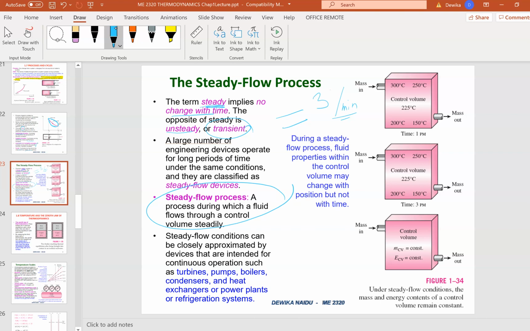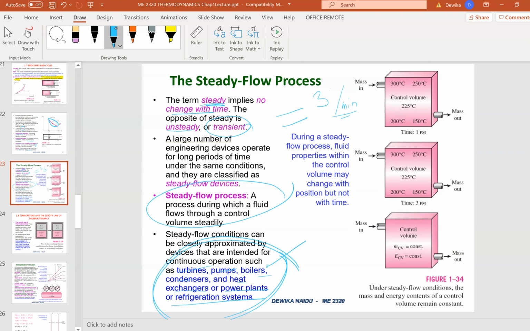We will be looking at equipment like turbines, pumps, boilers, condensers, heat exchangers, power plants and refrigeration systems in chapter 5. So for the time being, for this chapter, you just need to know the meaning of steady flow. Okay, so we have ended this second video of chapter 1.